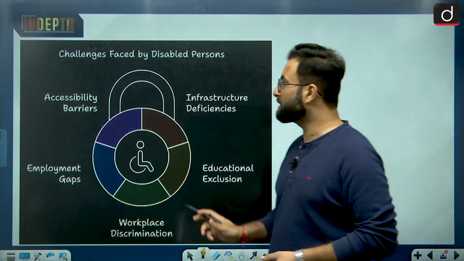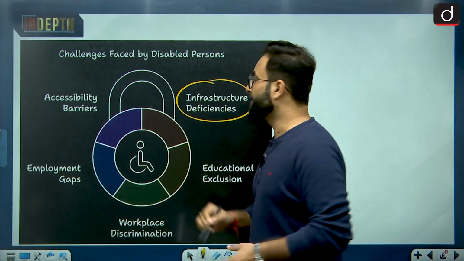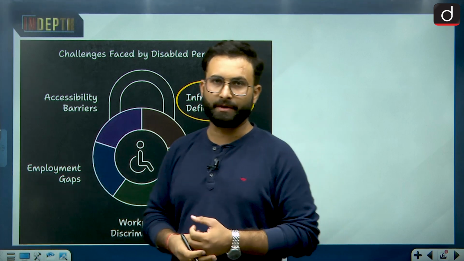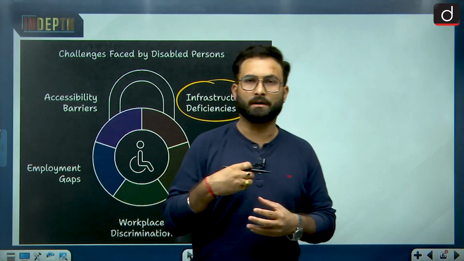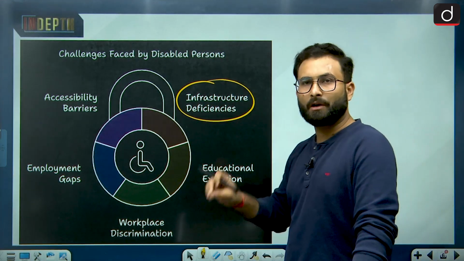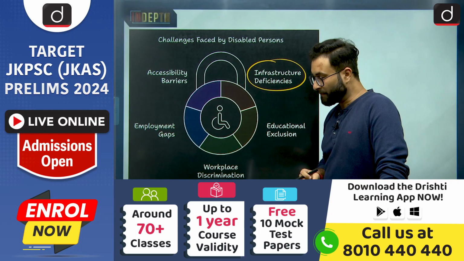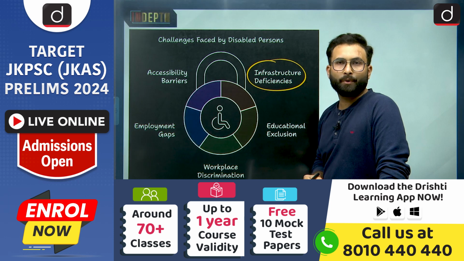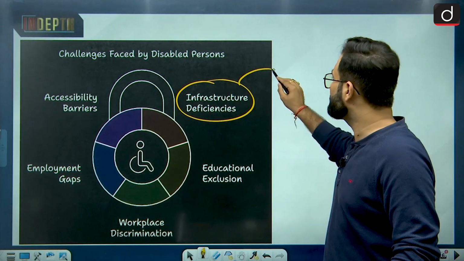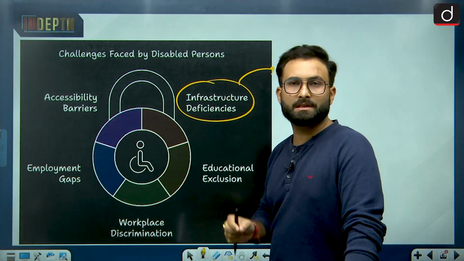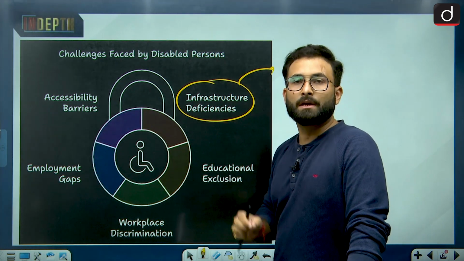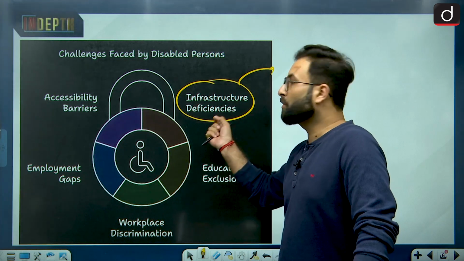Here you can see the first is infrastructure deficiencies. If there is an institution where there are stairs for a person to go from the ground floor to the first floor, but there is no ramp or no lift, in that case you can say there is an infrastructure deficiency, because of which a person with disability cannot move from the ground floor to the first floor. That is because of the lack of infrastructure.